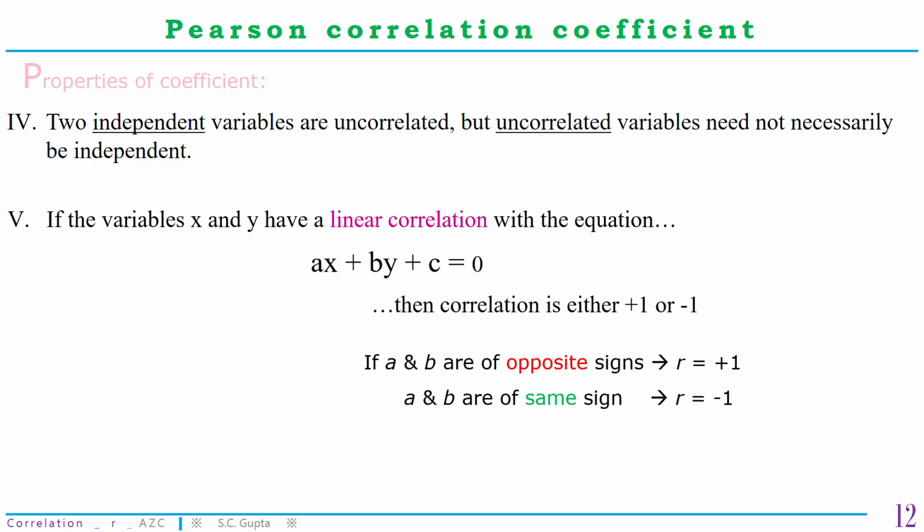If the variables x and y have a linear correlation with the equation ax plus by plus c is equal to 0, then the correlation is either +1 or -1. If a and b are of opposite sign, then R value is +1, and if a and b are of same sign, then R value is -1.